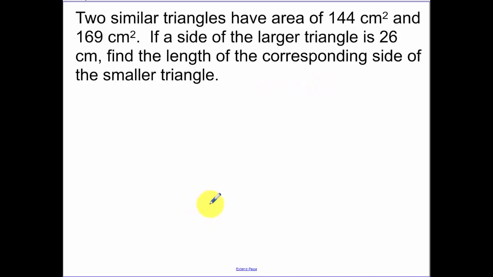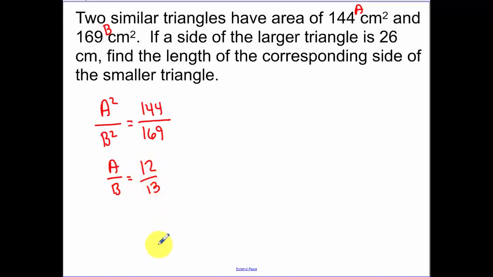Okay, this example. Two similar triangles have an area of 144 and 169. If a side of the larger triangle is 26, find the length of the corresponding side of the smaller triangle. So two similar figures. I'm going to call this A. I'm going to call this B. So the square of the scale factor of A and B is equal to the ratio of their areas. So we square root both sides. So we get A is to B as 12 is to 13.